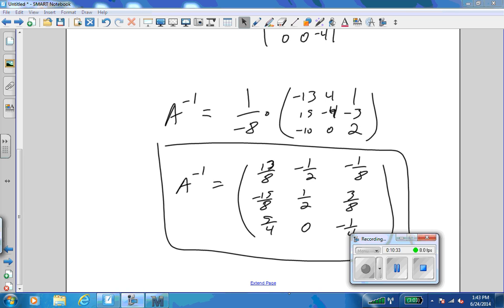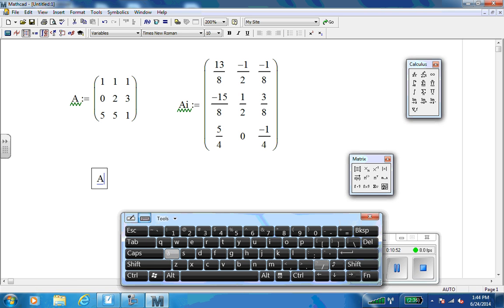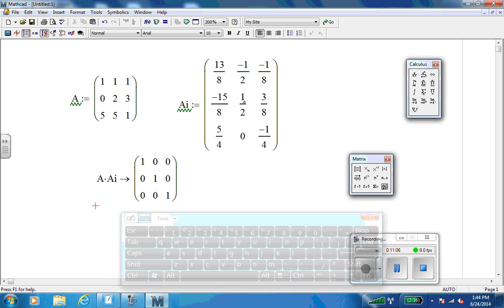Okay, well let's use MathCAD to check to see if that really is the inverse. So I've taken MathCAD, I've defined our matrix A, I've defined AI as the inverse of that. So let's do that product. Let's do A times A inverse. Let's see what that gives us. Notice that gives us the identity matrix, which is 3 by 3. So yes, that is the inverse. By definition, when we multiply a matrix by its inverse, we get the identity. So that is the correct inverse.